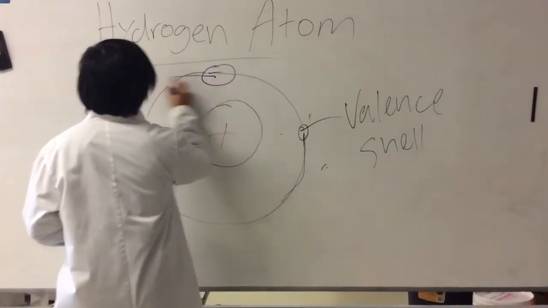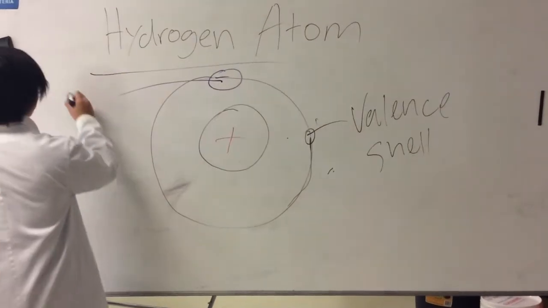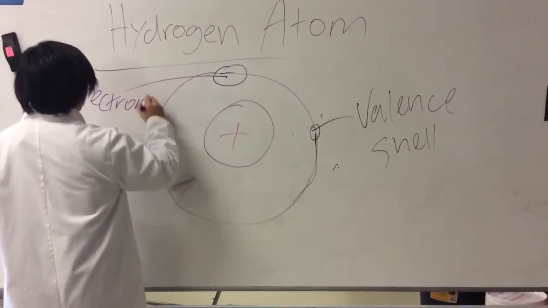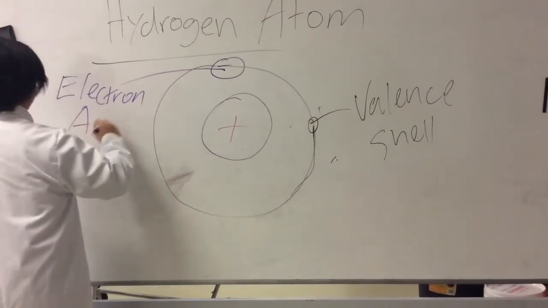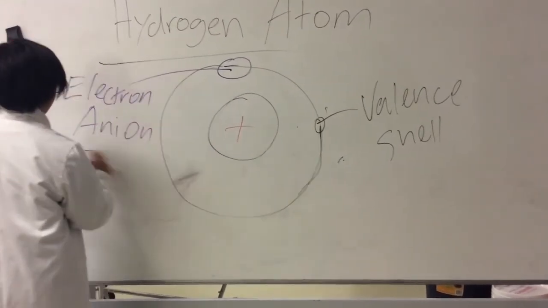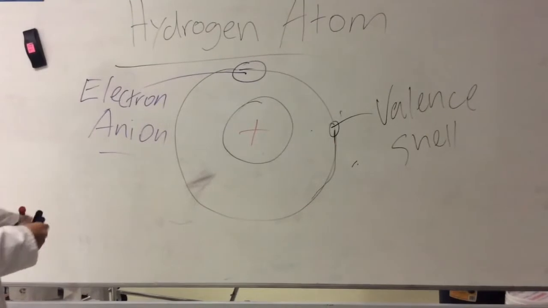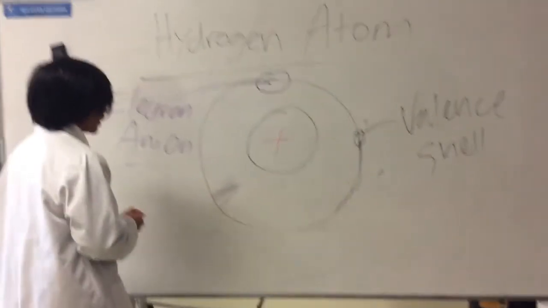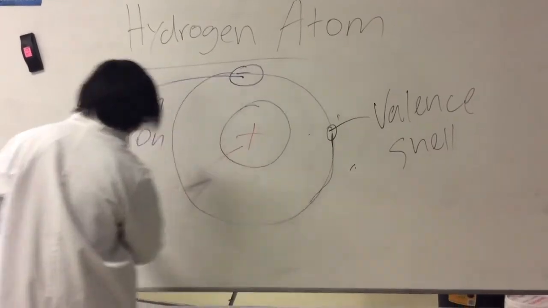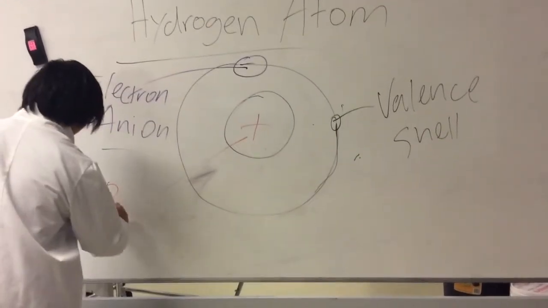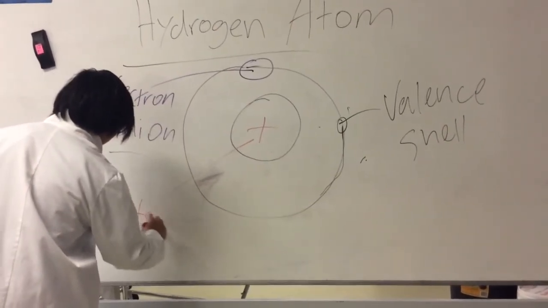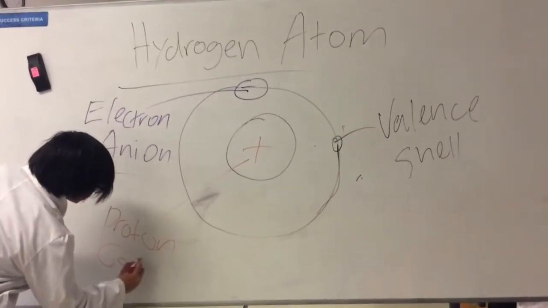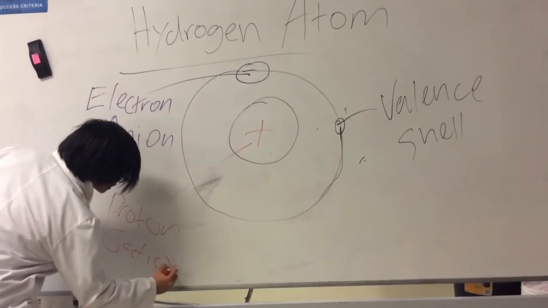This right here is what we call an electron, kids, which is an anion, negative charge. In the nucleus, there is what we call a positive charge proton, which is called a cation, you know, because everybody likes cats.